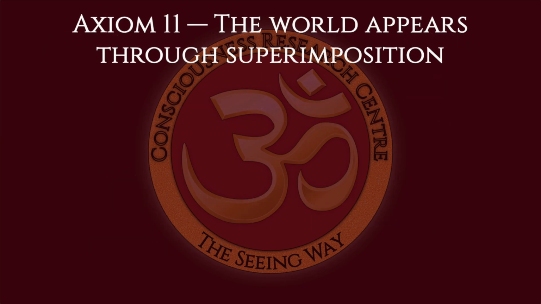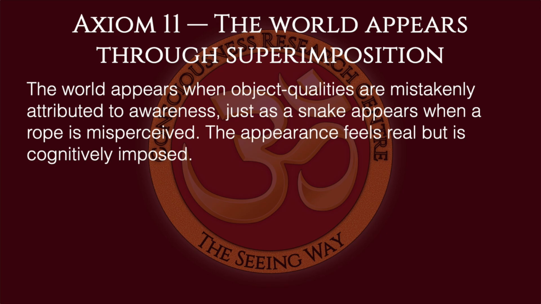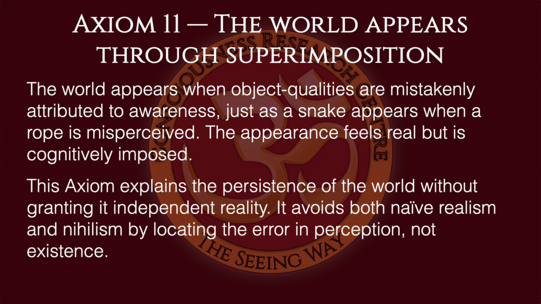Axiom 11. The world appears through superimposition. The world appears when object qualities are mistakenly attributed to awareness, just as a snake appears when a rope is misperceived. The appearance feels real, but is cognitively imposed. This axiom explains the persistence of the world without granting it independent reality. It avoids both naive realism and nihilism by locating the error in perception, not existence.